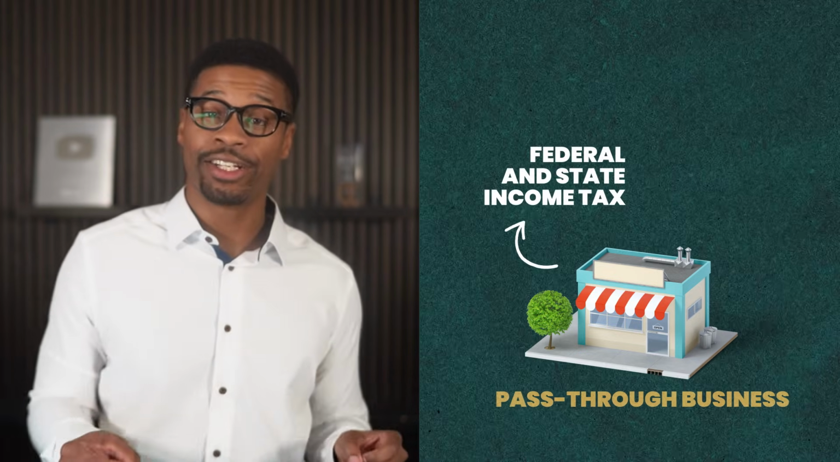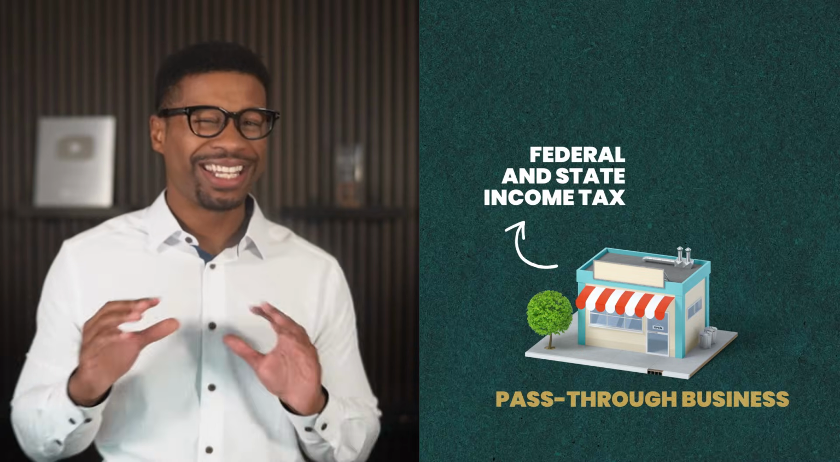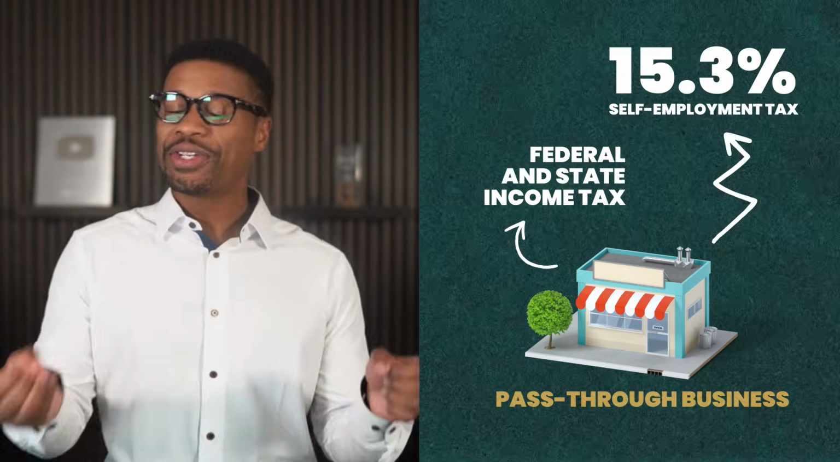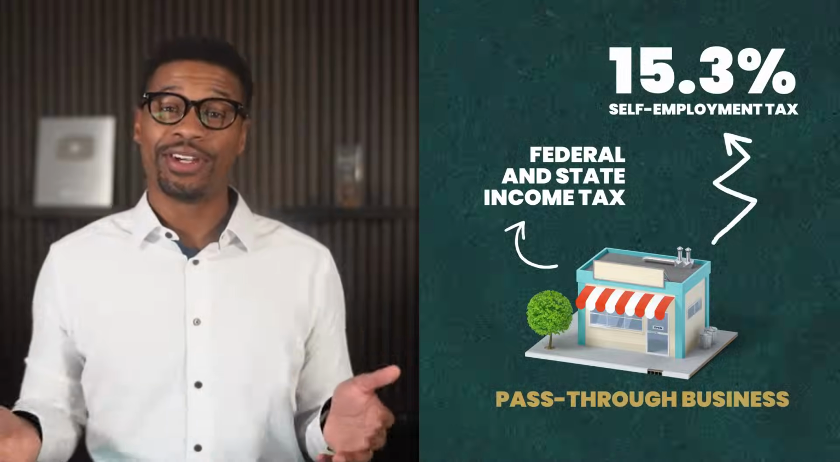They are going to tax your business profits on your individual return. And as a pass-through business, not only are you going to pay federal and state income tax, but you are also going to pay that nasty 15.3% self-employment tax, which is avoidable in some of the other entities here, which makes this a good time to talk about owner's distributions from S-corporations.